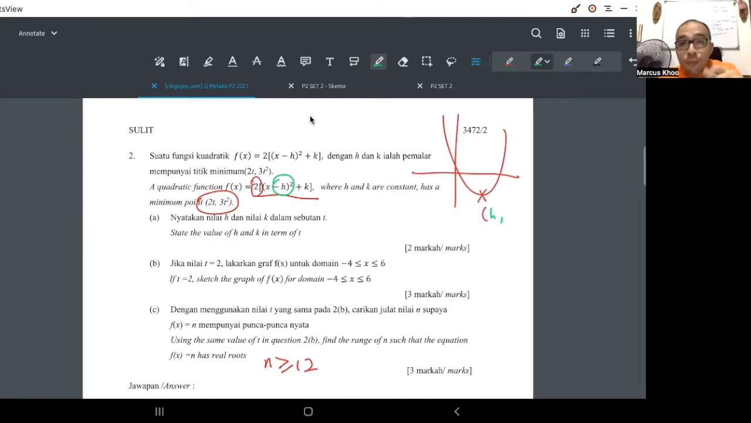Yang kita kena ubah tanda yang di dalam bracket dan di dalam coordinate, mesti berlainan. Okay, but for the y coordinate, totally no problem. Okay, it will just be positive k. Okay, now at the same time, it also tells you that the minimum point is 2t and 3t squared.